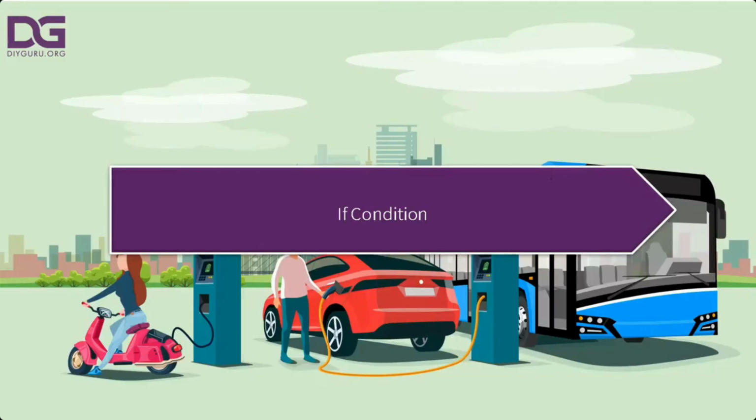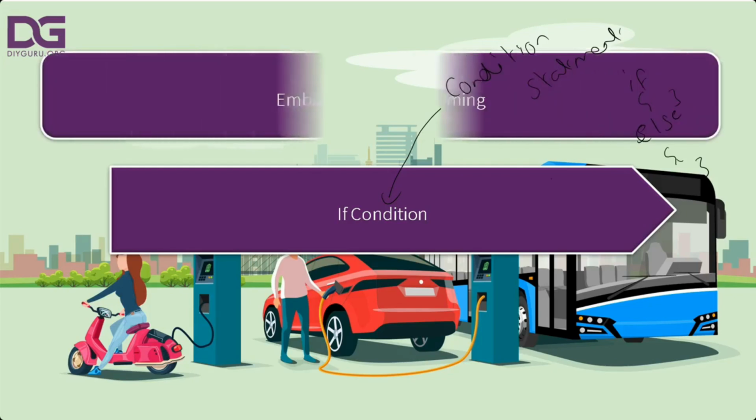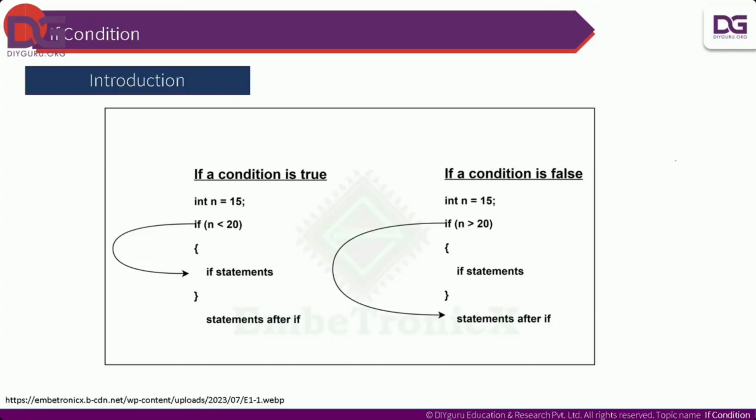So hello guys. In this lecture we're going to see about the if condition. The if condition is a type of conditional statement that we use. We have two things: one is if and another one is else. We're going to see why we need if else, and how to declare them in embedded C. So let's start. First is the introduction of the if and else statement.